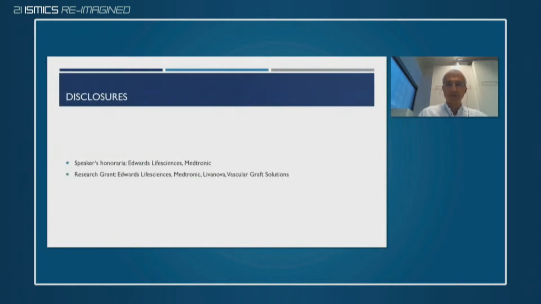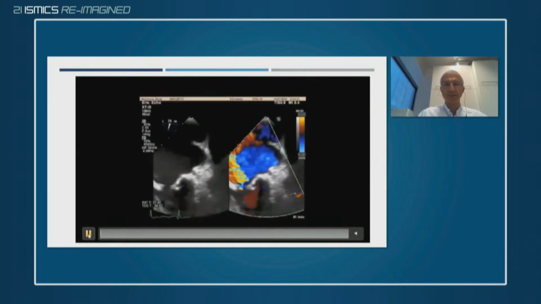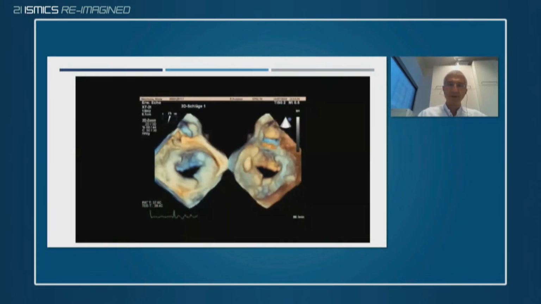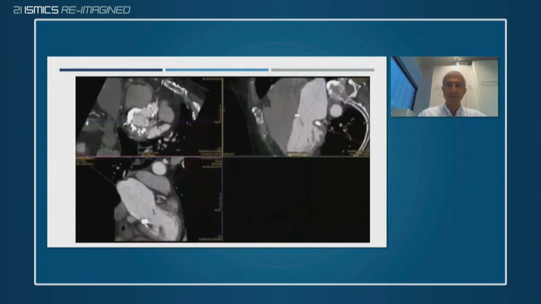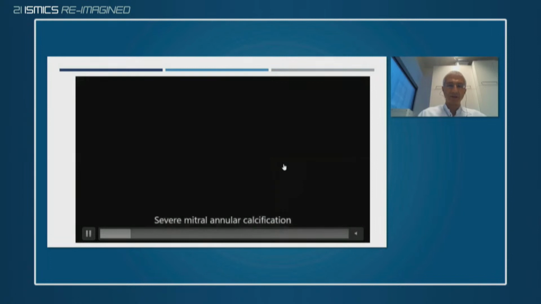These are my disclosures. This is a 76-year-old patient with a previous aortic valve replacement with a single bypass to the RA. Both are working very well. This patient is coming with a severe mitral disease with annular calcifications, which you can appreciate in the CT scan, and a very high degree of mitral regurgitation.